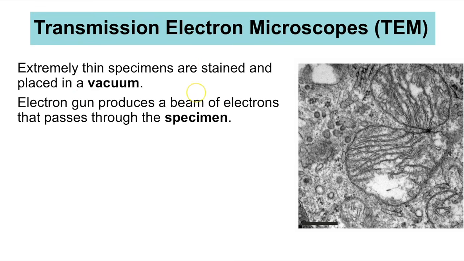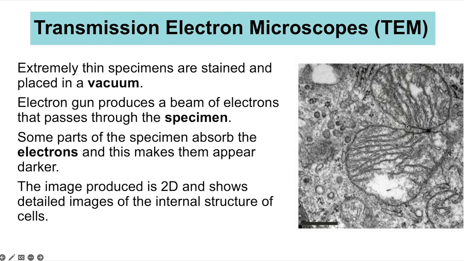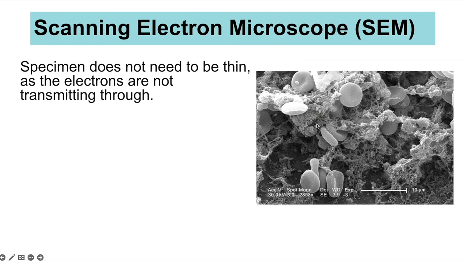The electron gun will then be fired at the specimen to produce a beam of electrons. That is then going to be focused using the electromagnet, and some parts of the specimen absorb the electrons, and that is why they appear darker on your image. So you end up with a 2D image like this one, where you can see the internal structures of an organelle. And this here is showing you the internal structure of a mitochondria.